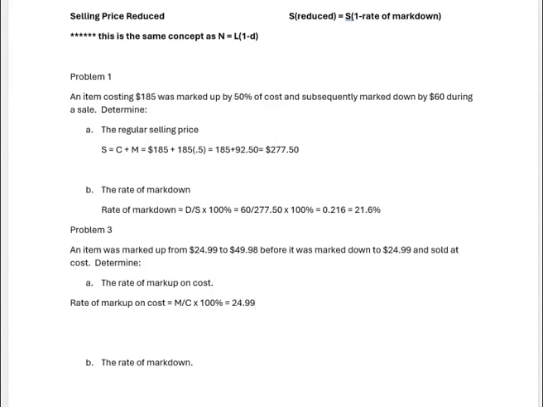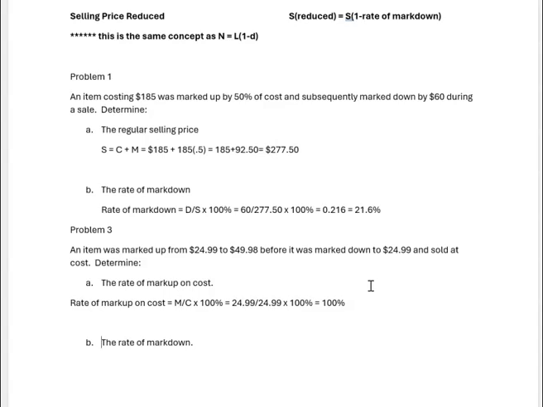So we marked it up $24.99 divided by a cost of $24.99. Multiply that by the 100%, and $24.99 divided by $24.99 is 1. Multiplied by 100% means that it was actually marked up 100%.